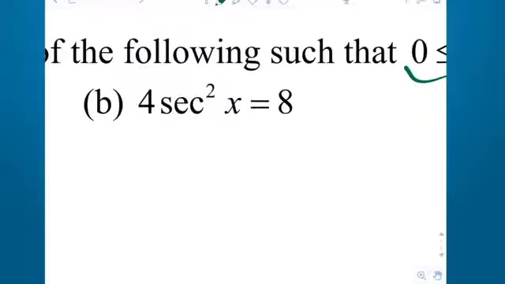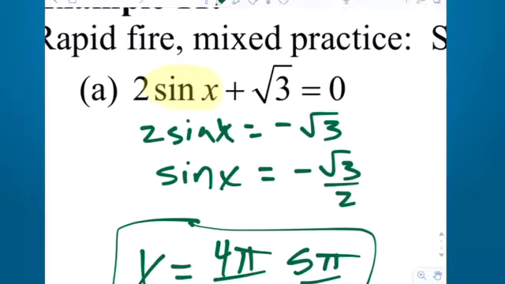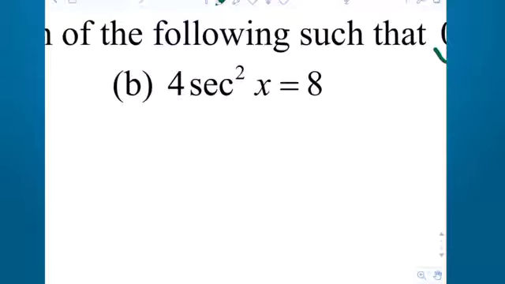All right, letter B, 4 secant squared of x equals 8. Do I want to bring the 8 across? Well, sometimes if you set it equal to 0 with the single trig function, it might work, but in this case, we can't factor that. If you did bring the 8 across, you might be able to factor it as a difference of squares. But in general, if you just have a single term with a single variable in it, you want to isolate that term rather than set it equal to 0.